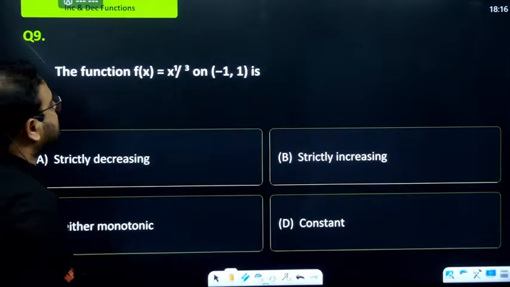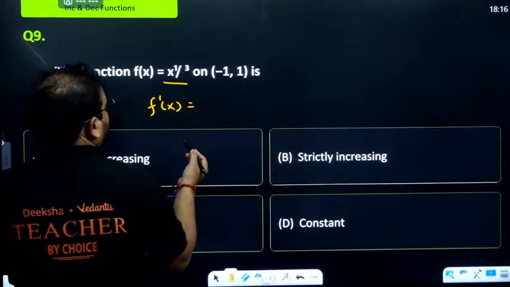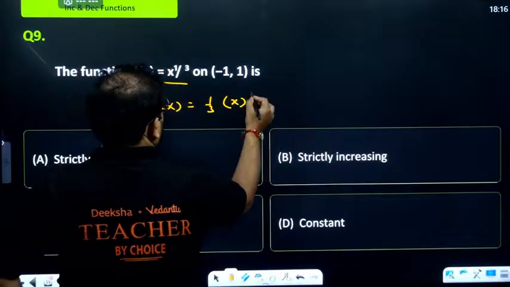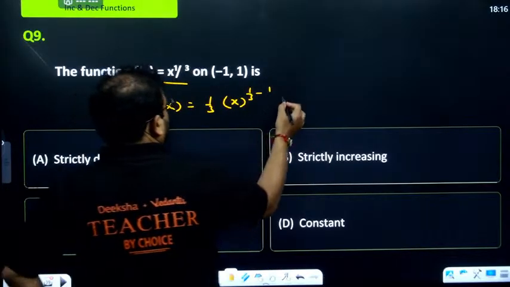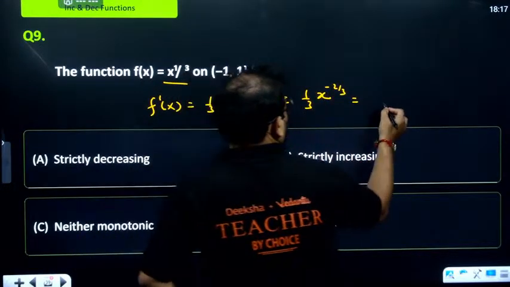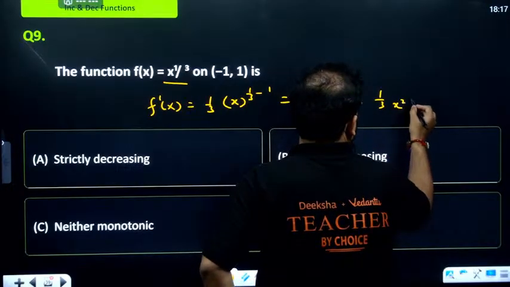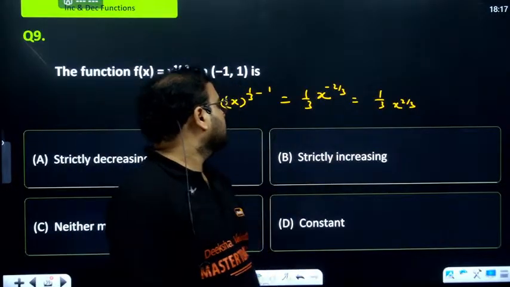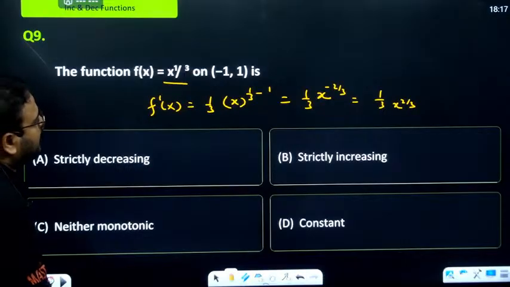Function f(x) is given like this. Differentiate, derivative. You'll have the value as 1 by 3 x power 1 by 3 minus 1. That becomes 1 by 3 x power minus 2 by 3. That becomes 1 by 3, and you'll have x power 2 by 3 in the denominator, right? So one thing is clear, this cannot ever be 0. X cannot be 0.